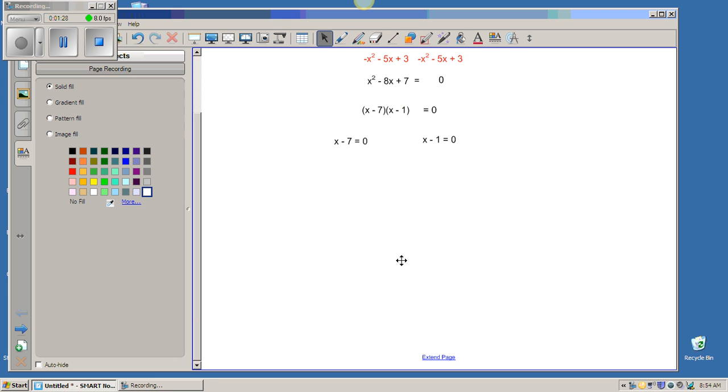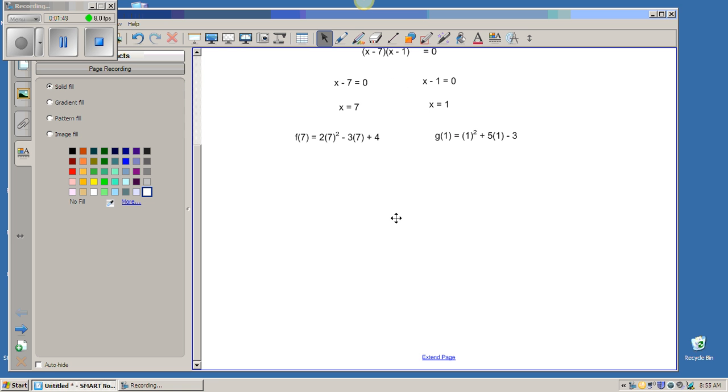In other words, x minus 7 is 0, or x minus 1 is 0. So then I just solve for x to get x is 7 and x is 1. So now I have the x values of the points of intersection. There's going to be 2 points of intersection. One of them has an x value of 7. One of them has an x value of 1.